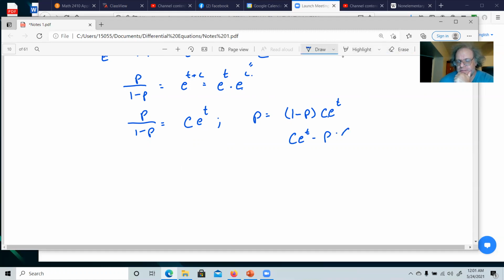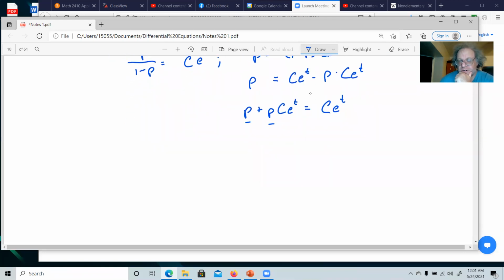Okay, times c e to the t, and that was all equal to p. So push this to the other side, right? We're going to pull this over. So we have p plus p c e to the t is equal to c e to the t. And then here, notice that the p's are common. So we have p times (1 plus c e to the t) is equal to c e to the t.